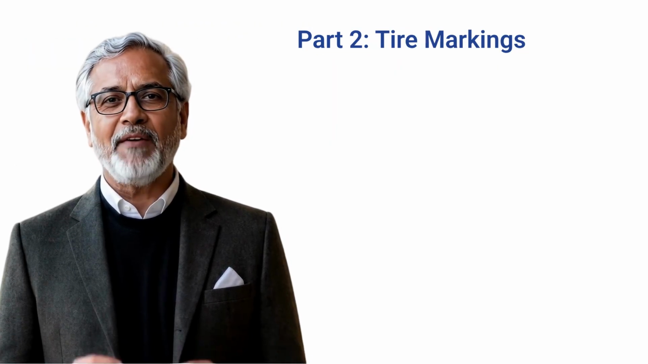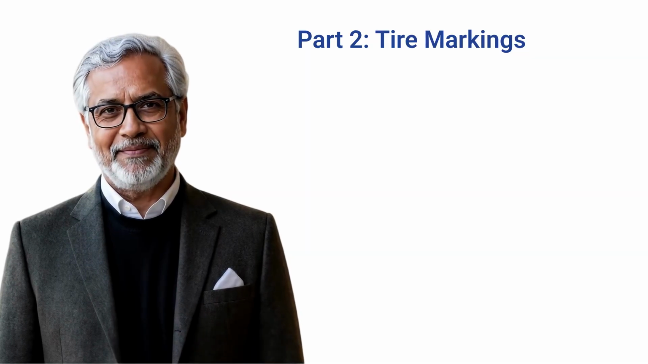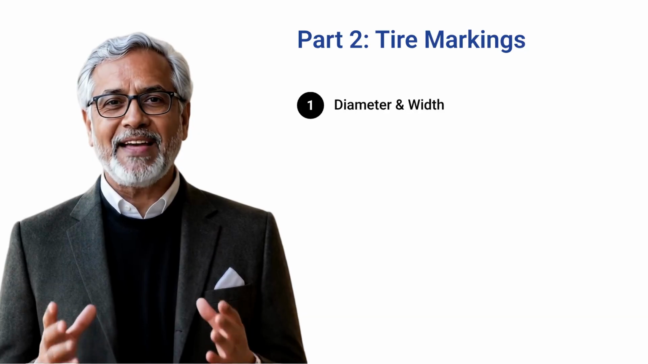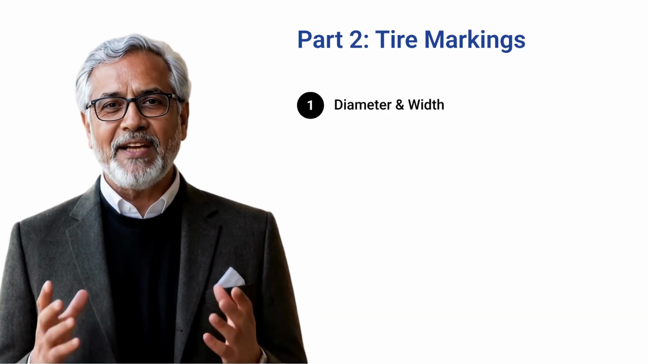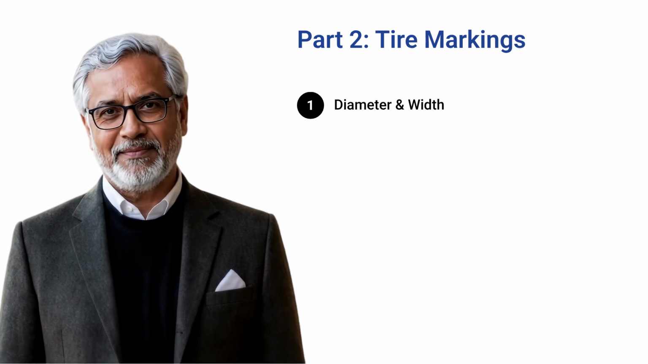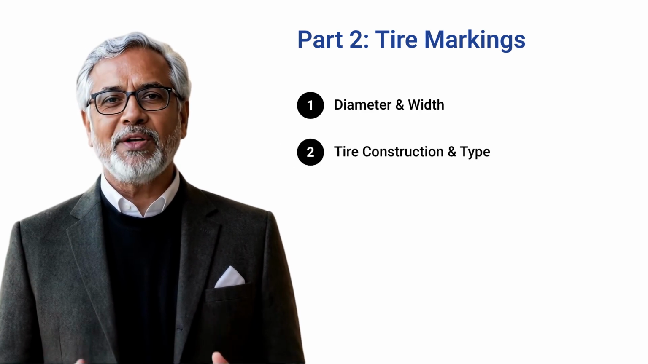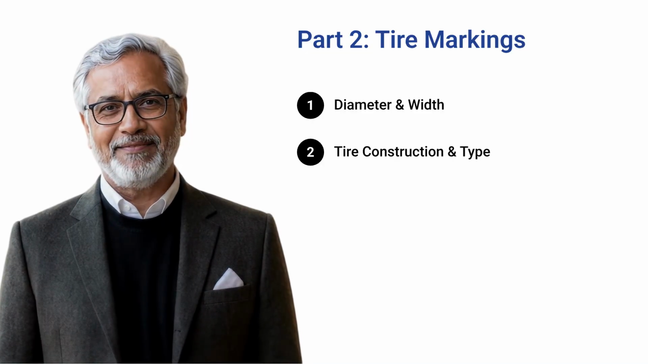Welcome to part 2 of our tyre training program, where we will focus on tyre markings. In this video, we will first understand tyre diameter and width, and how these dimensions influence vehicle packaging, ground clearance, and rolling radius. Next, we will look at construction-type markings, including radial and bias ply tyres.